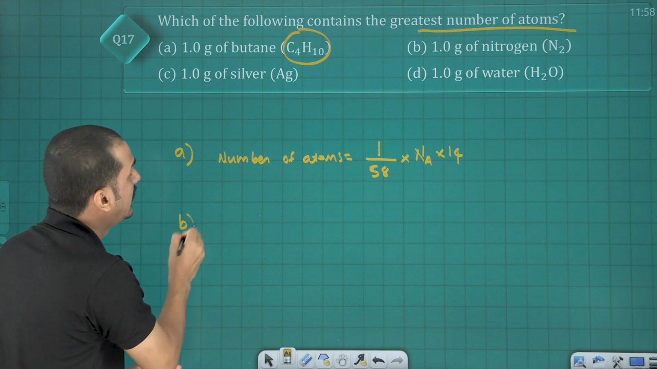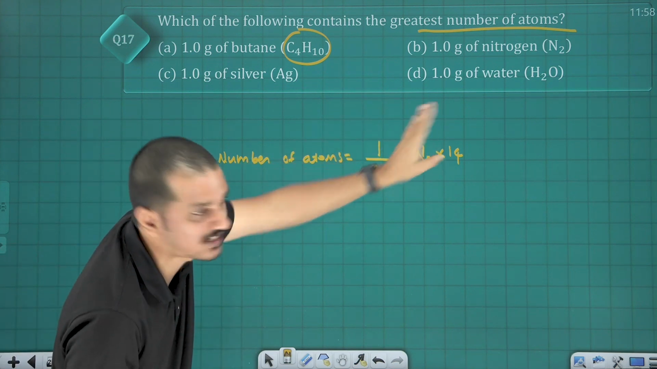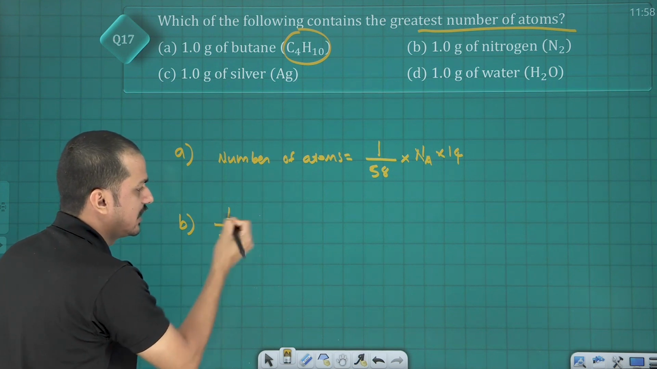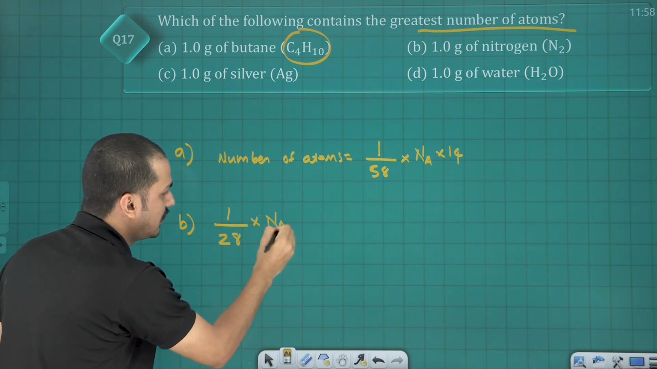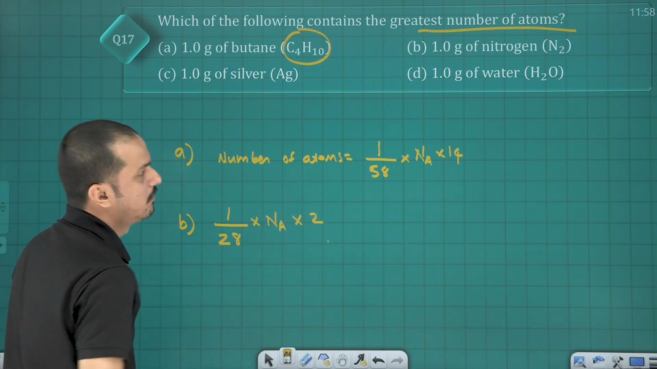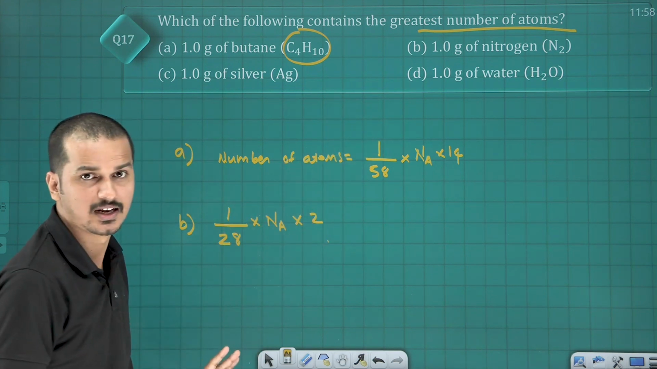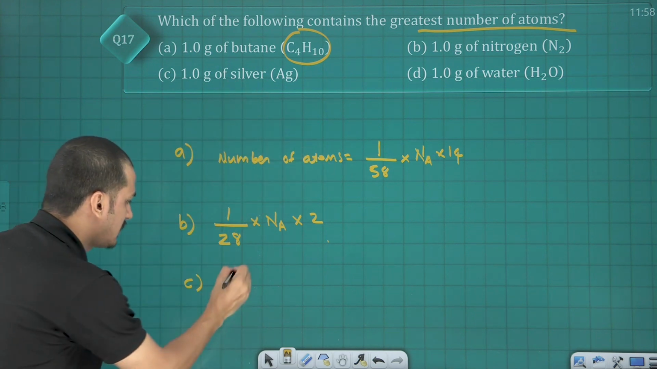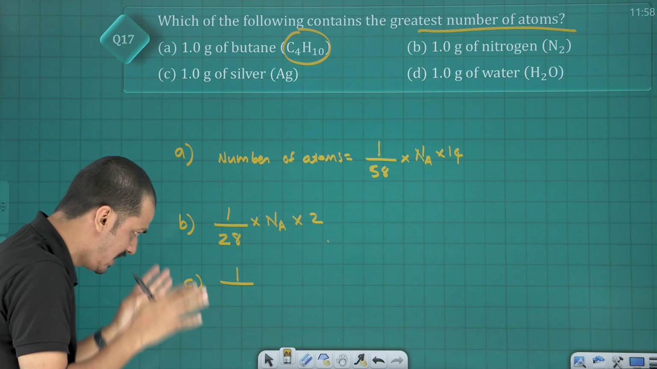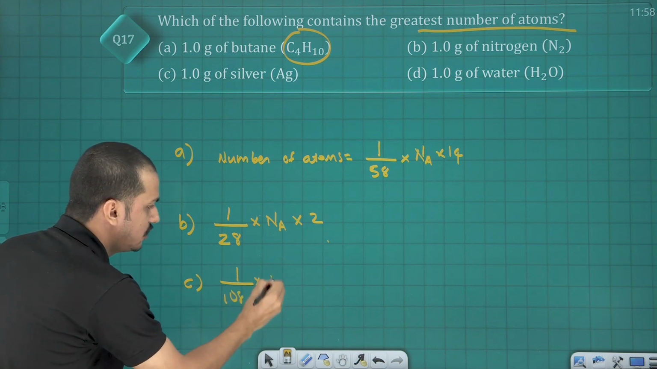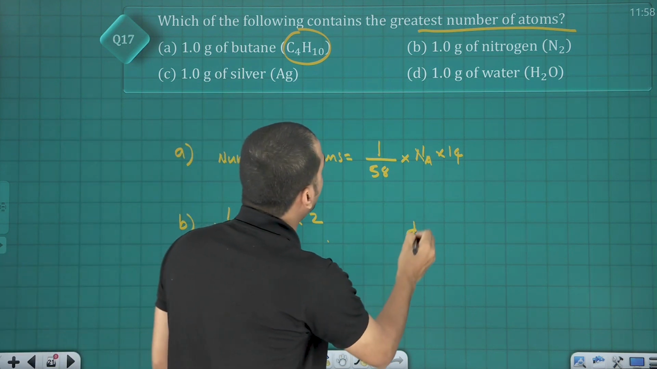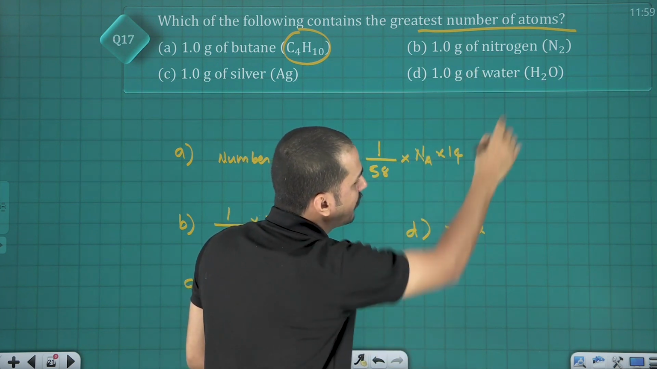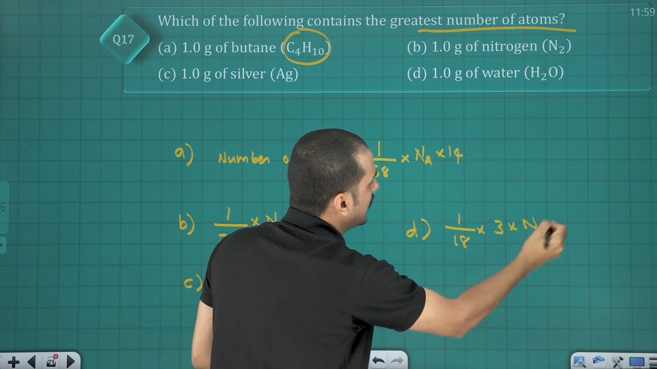What about B? 1 gram of nitrogen, N2. The number of atoms is 1 divided by its molar mass, 28, into Na, and multiplied by 2 for the atomicity. Next, C, 1 gram of silver. That is an atom, so 1 divided by atomic mass 108, into Na. And D, 1 gram of water: 1 divided by 18, into 3, into Na.